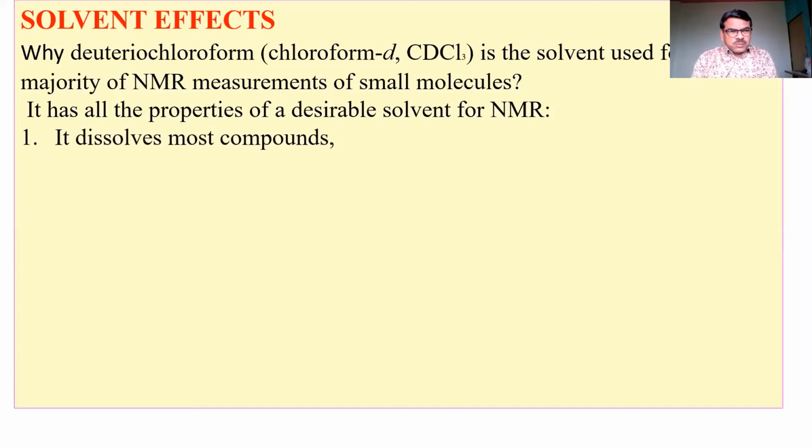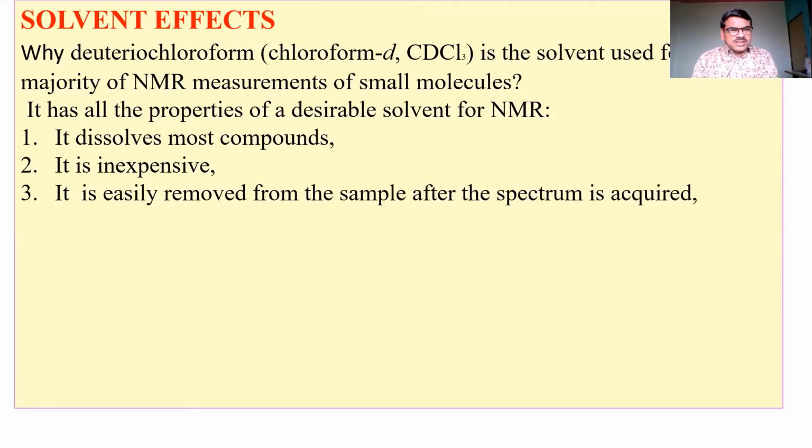First of all, a deuterated solvent dissolves most organic compounds, because when you take any organic compound, if it is not dissolved in a particular solvent, then that solvent has no use. Therefore, the deuterated solvent is an important solvent in which the majority of organic compounds get dissolved. This is the first property. The second property is that it is inexpensive. It is not costly. It is easily available and inexpensive.